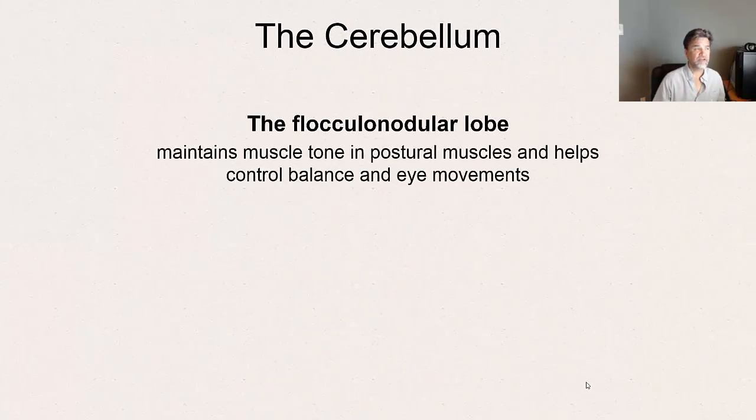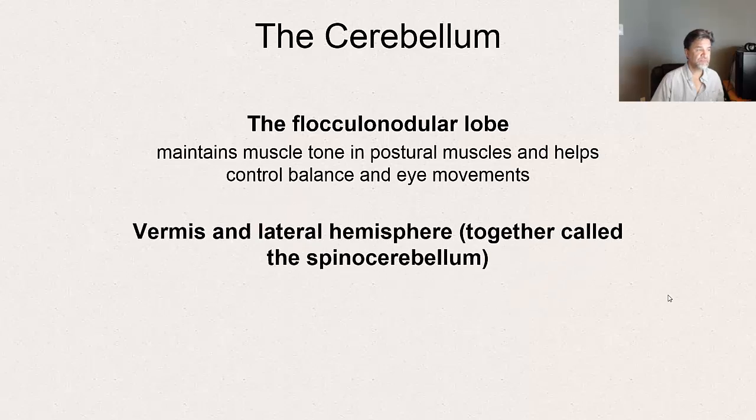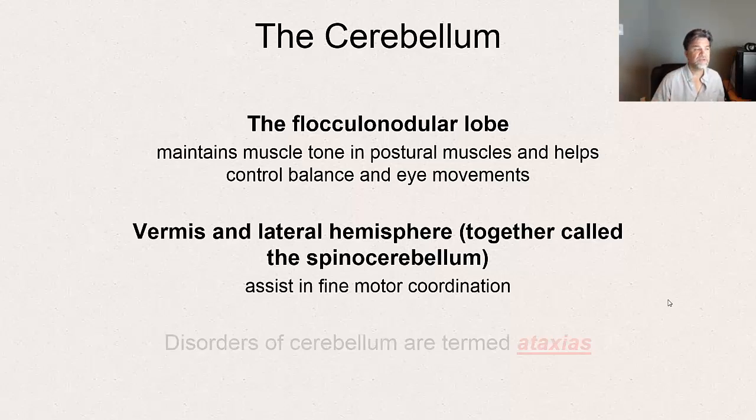In the cerebellum are the flocculonodular lobe, which is important for maintaining the position of postural muscles, and also helps that coordination, that three-dimensional coordination between balance and movement. So it works with the eye's input as well. The hemispheres and the vermis that connects the two hemispheres together assist and help in the fine motor coordination. This is when we're painting at a fine degree, we're doing something tool-wise. And any dysfunction in the cerebellum is called an ataxia.